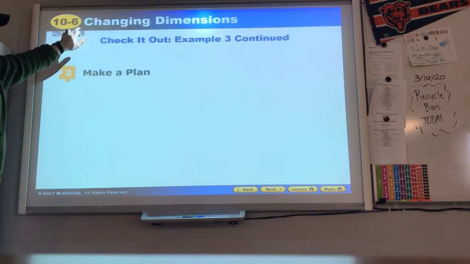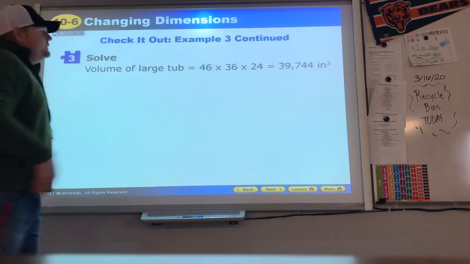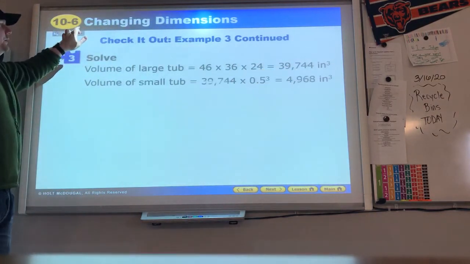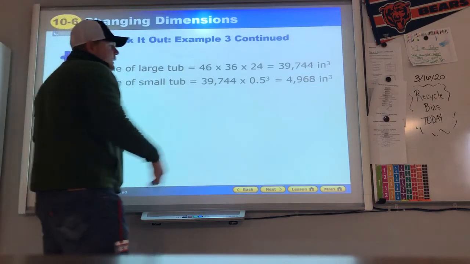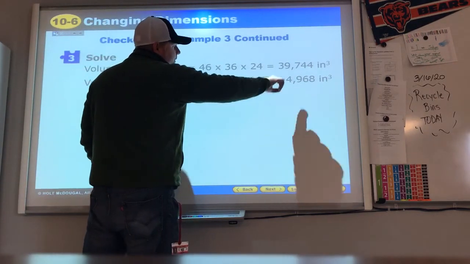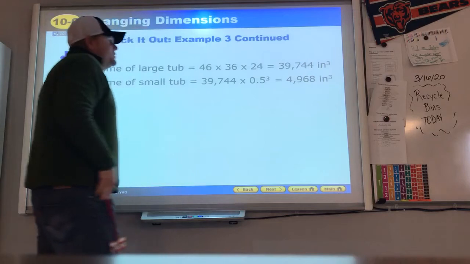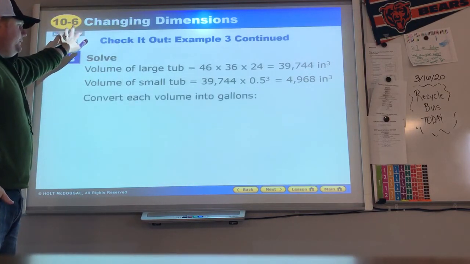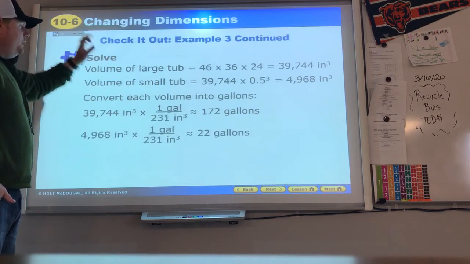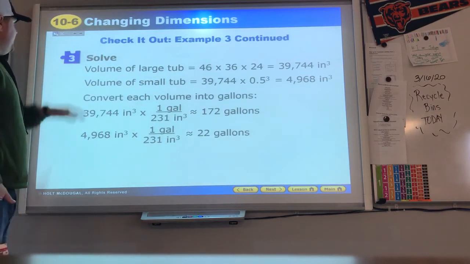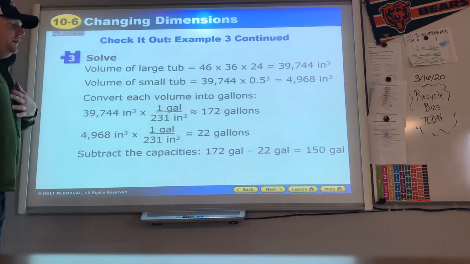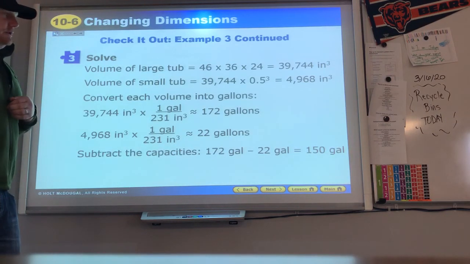All right, we're going to come to this page where they show us the work. All right, so the bathtub holds that many inches cubed of water. The smaller bathtub, because we did 1/2 cubed, which would be 1/8, holds that much water. Okay? They're going to convert both. 172 gallons versus 22 gallons. Hopefully we're only bathing a baby. All right? We get a 150-gallon difference.